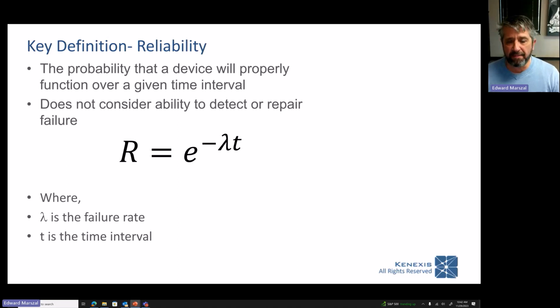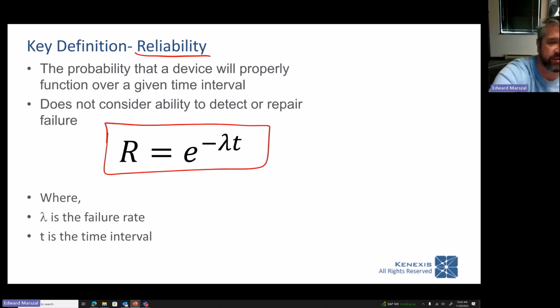But reliability, term number one, is the probability a device will properly function over a given time interval. And this is the equation for reliability that you will never see because we simplify the heck out of it in order to get to where we need to go. All right, so reliability. Let me give you the light bulb in the closet example. And I don't know exactly where we are. So over here to the left off of the screen is a closet, and I have a box of light bulbs in front of me.